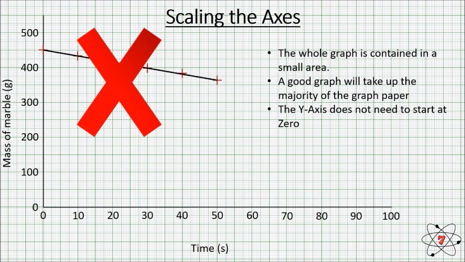It's really important to realize that the y-axis does not need to start at zero, especially in this example. A much better starting point would be closer to our lowest value. The x-axis also doesn't need to go to zero, but in this case, zero would make sense. However, there is absolutely no need for the x-axis to go to 100 seconds. We do not have results to 100 seconds. This does not make sense to make it this big. So our graph needs to fit within the whole of the area. Make sure things are scaled correctly.